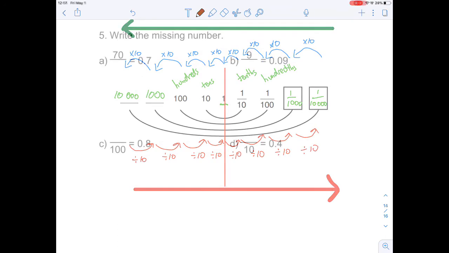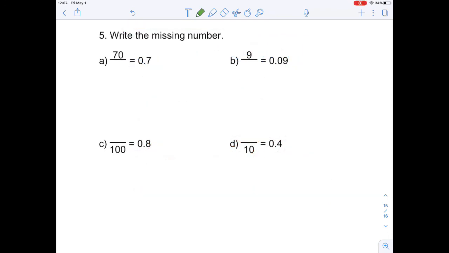It's important to see that 7/10, well, remember 7/10 is the same as 70 hundredths. So 70 out of 100 would be the correct one here. Here this is 9 hundredths. Here we have 8/10, which is the same as, since it's out of 100, I need to multiply both top and bottom by 10. So this is 80 hundredths. And here we have 4/10.